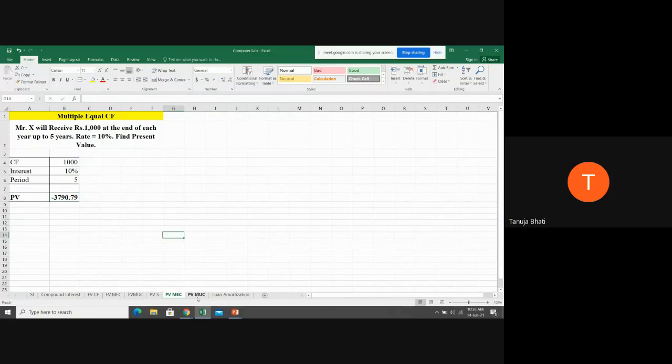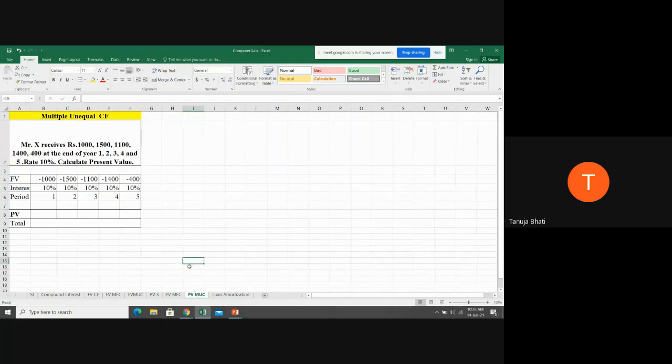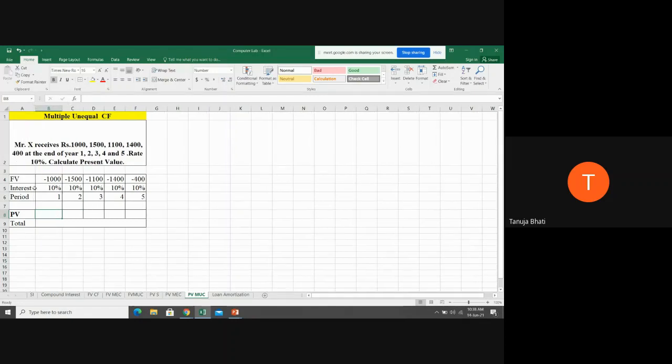Next is the present value of multiple unequal cash flow. Quickly tell me, students, how do I solve this? If I solve for the first, do I need to solve each of the periods individually, or if I solve one, can I just copy paste the formulas in the others? Copy paste. Okay, so first I need to solve for at least one particular period. So tell me quickly, how do I solve this?